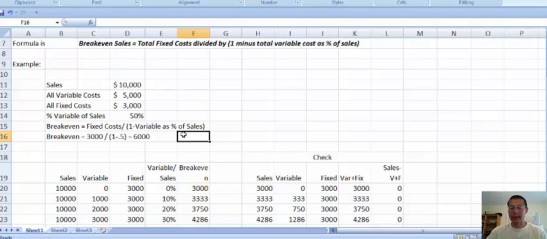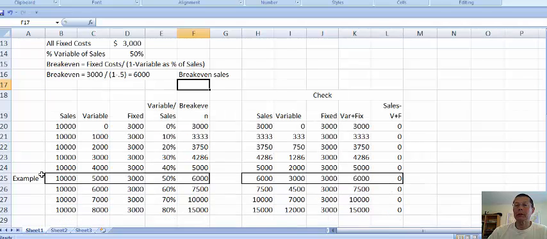I should probably put that. That's break-even sales. It's not units, it's sales. So I like to check things, and here's my check below. So in this particular example, I applied the formula. I got $6,000. Again, the formula is fixed divided by 1 minus variable as a percent of sales. I get 6,000. So let me just check it here.